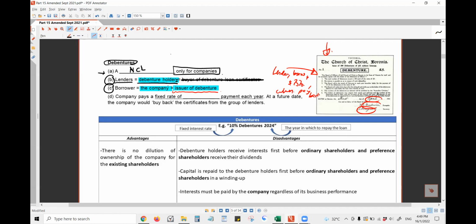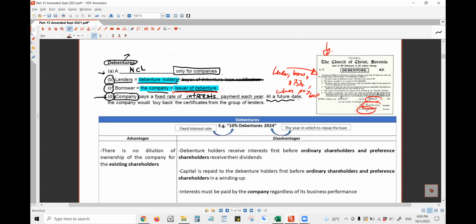Lenders, debenture holders. Borrower, company, also known as issuer of debenture. B, when there is a loan, there must be an interest, right? Since this is a liability, there must be interest to pay. So company being the borrower must pay a fixed rate of interest. Write down interest. There's no free loan in this world unless it's between your friends. Today, I lend you 3 ringgit. Tomorrow, you give me back 3 ringgit without interest.